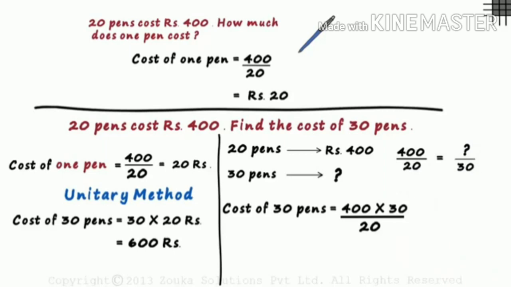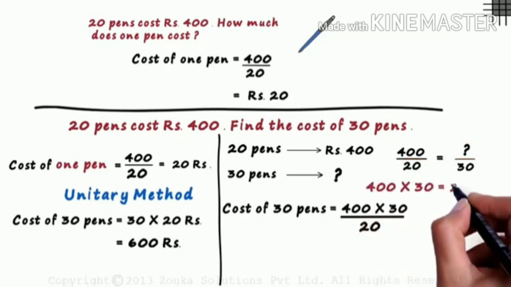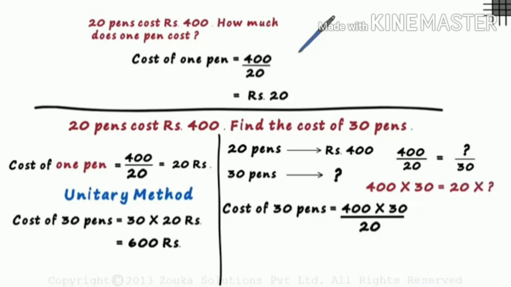This is obvious since each ratio is equal to the cost of one pen. As this is proportion, product of extremes should equal the product of means. So 400 multiplied by 30 should equal 20 multiplied by cost of 30 pens. And then we transpose 20 to the other side to get the cost of 30 pens. Anyway, this was just for your better understanding. So 20 multiplied by 20 is 400 and 20 multiplied by 30 is 600 rupees.